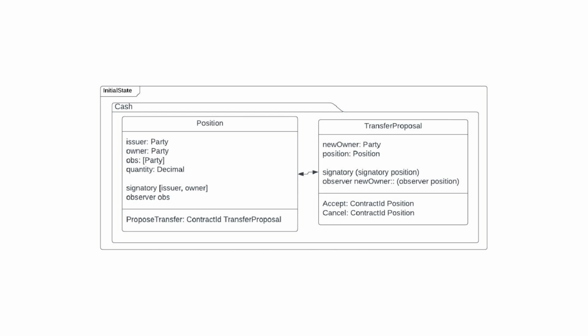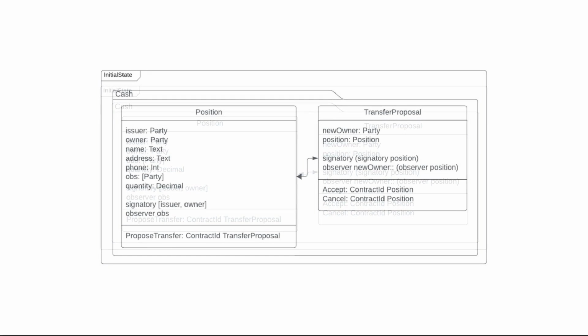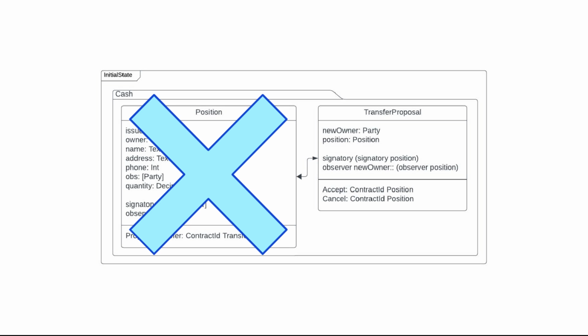Now imagine that a new business requirement asks you to add Know Your Customer or KYC information to the position template. This means adding the owner's information, such as owner's name, address, phone number, and so on. If you decide to add that information in the position template, it would lead to several problems.